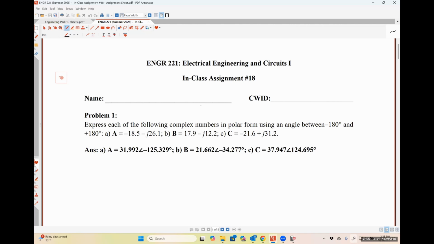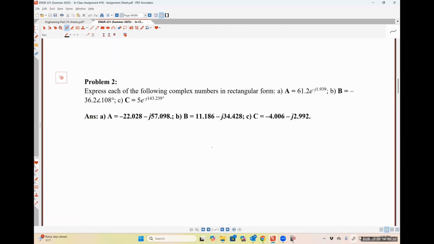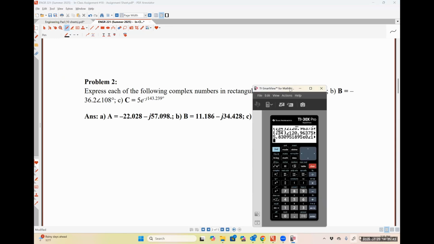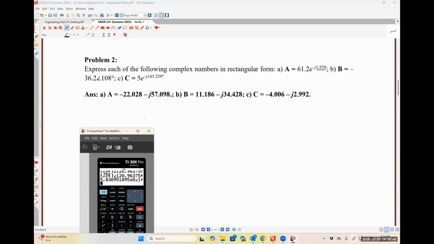For what it's worth, problem 2 is just doing that conversion in the opposite direction. I do want to point out something to you all, though. If we look at this guy right here, there is no degree sign. So that means that this number is an exponential form complex number, and its angle is expressed in radians. So I'm going to bring my calculator up, and I'm going to show you guys how I would approach this one. Let's scroll up here so we can see it.